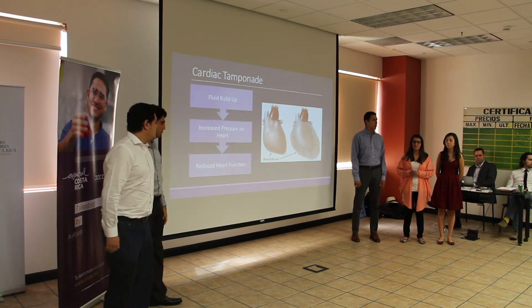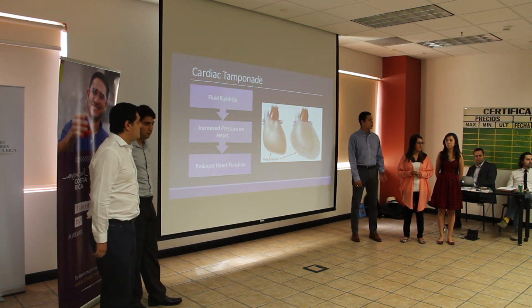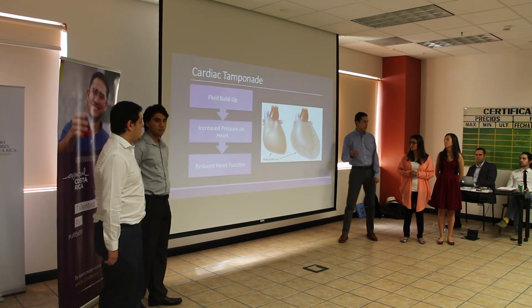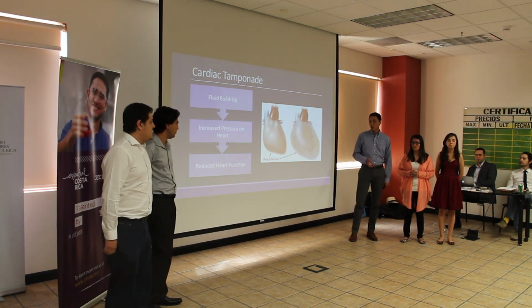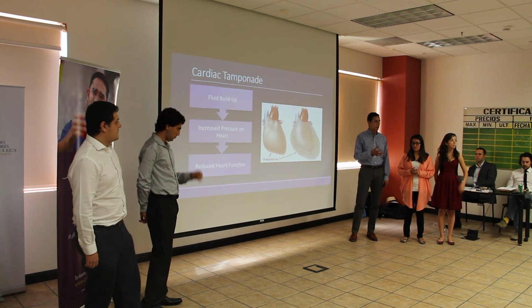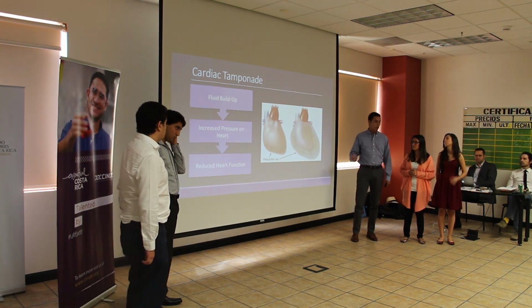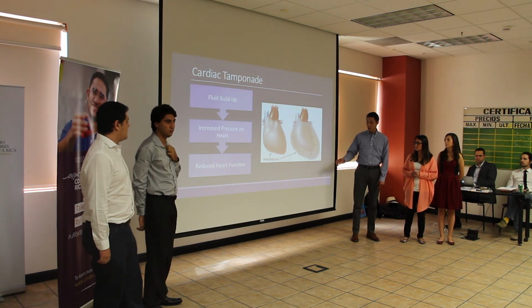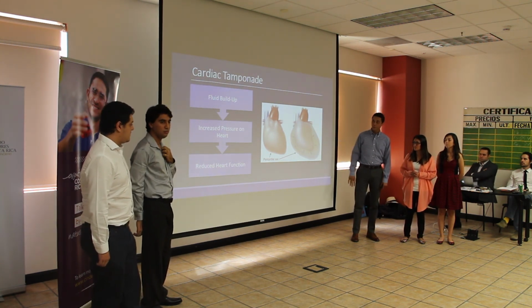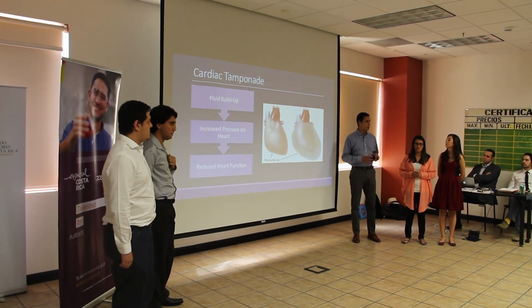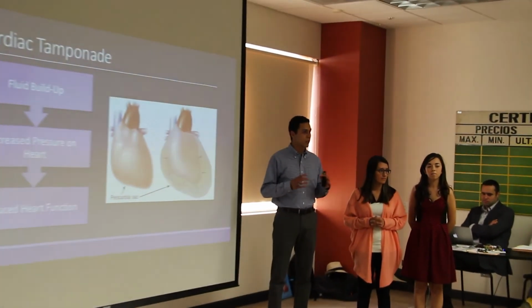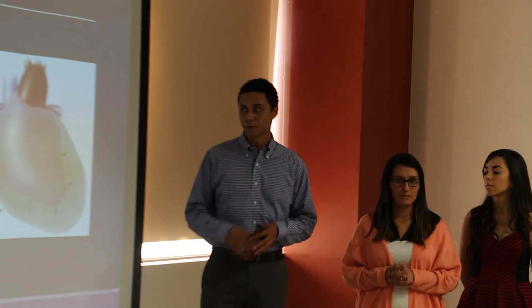So what is cardiac tamponade? It is a heart condition that affects the pericardium, which you can see here is the sac that surrounds the heart. It provides lubrication as well as protection for the heart from the rest of the body. A cardiac tamponade event is characterized by fluid buildup in the pericardial sac, as you can see here. When this occurs, there is increased pressure on the heart, which then leads to decreased heart function. It makes it harder for the heart to actually pump.